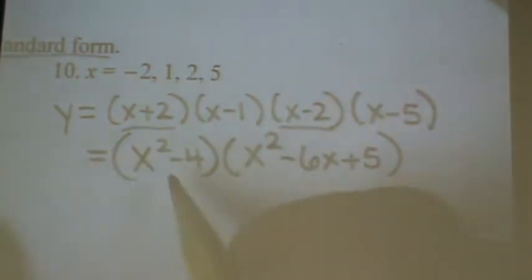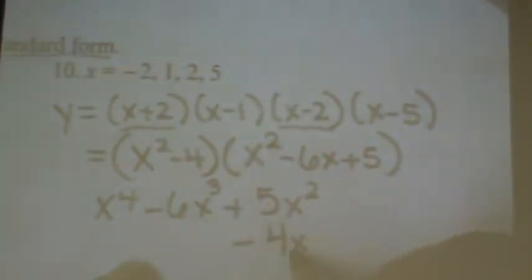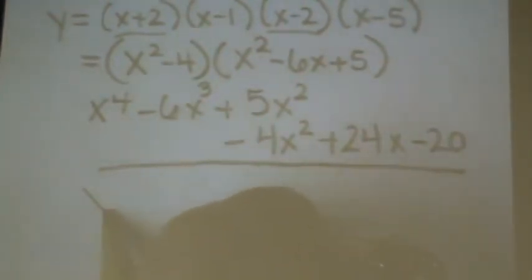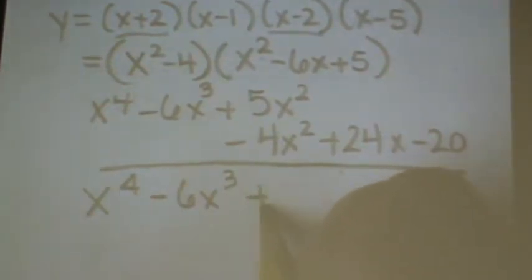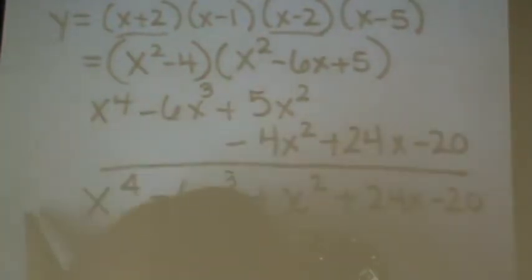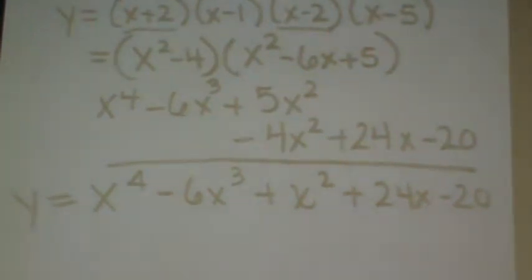And when you FOIL this, x squared times x squared is x to the 4th, x squared times negative 6x... whoops, wait, this is a cubed. This times this is 5x squared, and then negative 4x squared, and then 24x, and minus 20. Did I do that right? Hopefully you did this problem, and then this is going to be plus x squared plus 24x, and then minus 20. And don't forget y equals. Next.